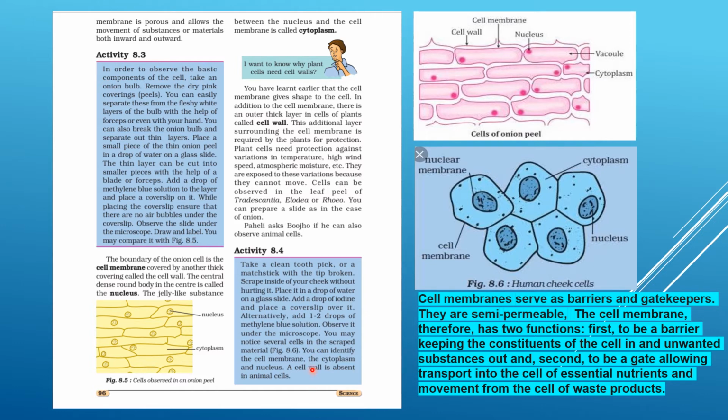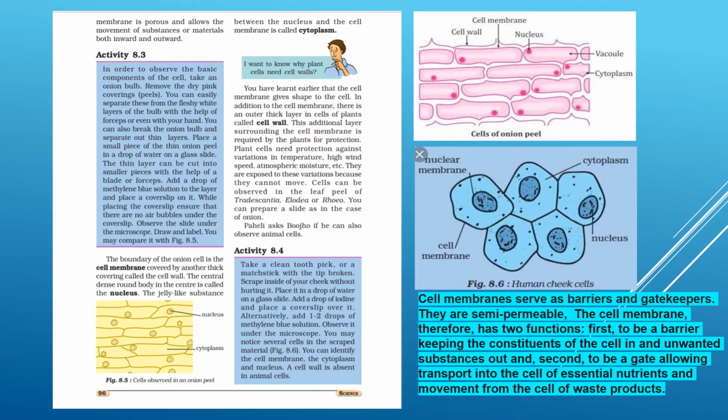What do we notice? Just see here. We can identify the cell membrane. We can identify the cytoplasm. We can identify the nucleus, but the cell wall is not there. Just see the difference between the cell of onion peel and the human cheek cells. That is the difference.